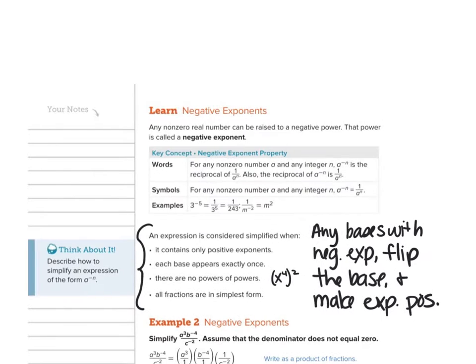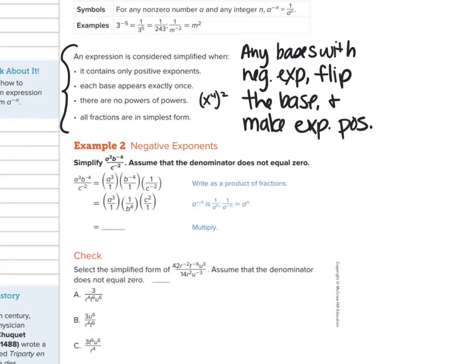Okay, I'm going to skip this one. It's not the best example here. I'm going to look at the one that says check. Does everyone have that part? Are we good to try one here?